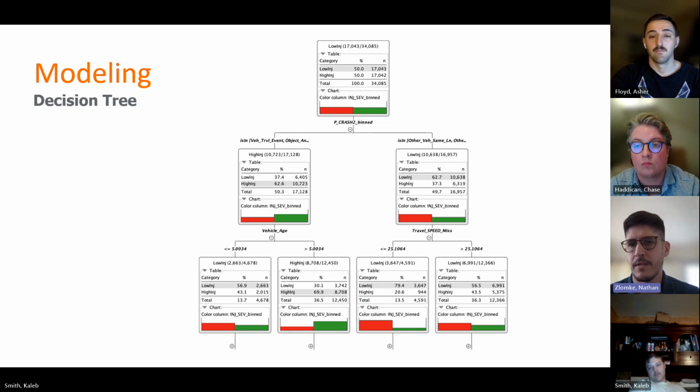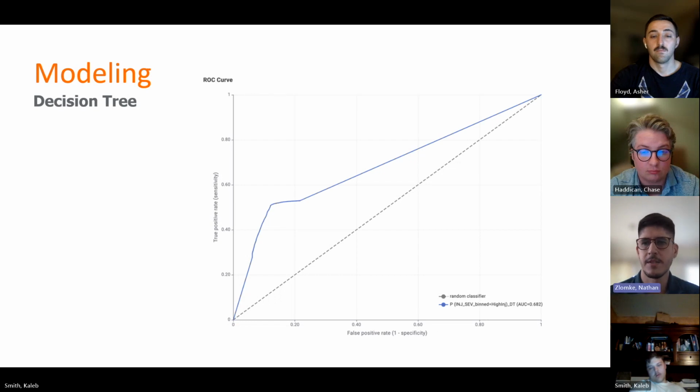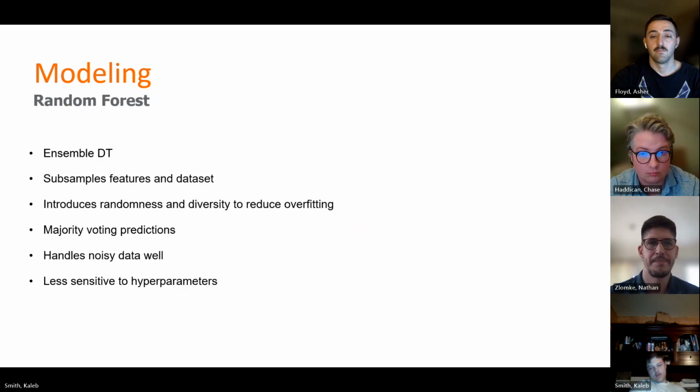And then to the right side, you see travel speed. Another association it made is that accidents that occurred over 25 miles per hour had higher injury severity compared to those lower than that. So those are just examples of some splits. You can go to the next slide. Decision tree only had a ROC of about 68%. You can go to the next slide.